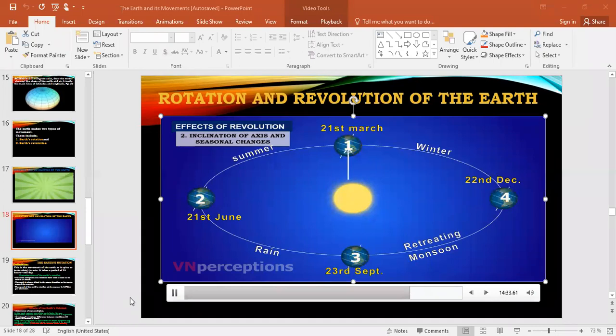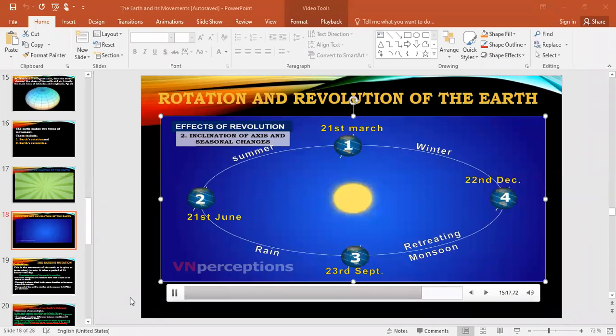But as it is moving from the first position to the second position, slowly the northern hemisphere tilts towards the sun. So in the northern hemisphere, the days become longer and the nights become shorter. And this gives rise to summer conditions, and we say in this phase it is summer in India. On 21st of June, the vertical rays of the sun fall on the Tropic of Cancer. This is the maximum inclination of the earth's axis of the northern hemisphere towards the sun, and this is referred to as summer solstice.